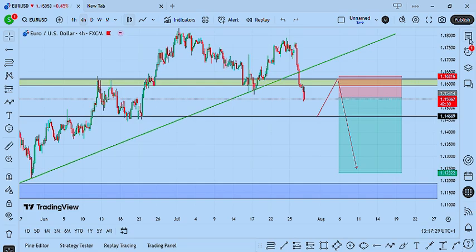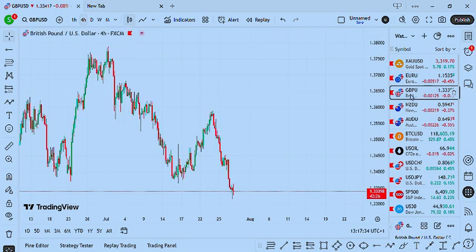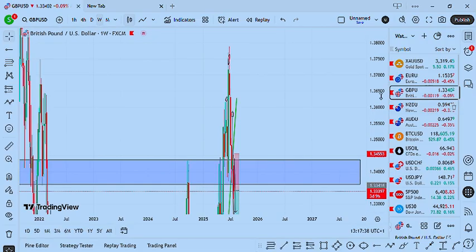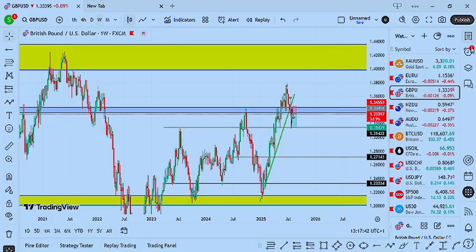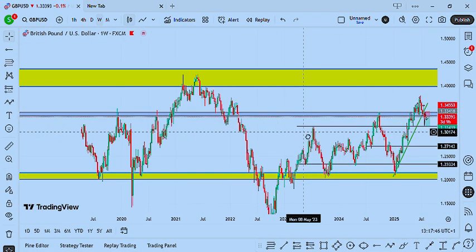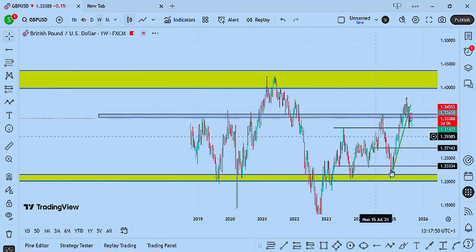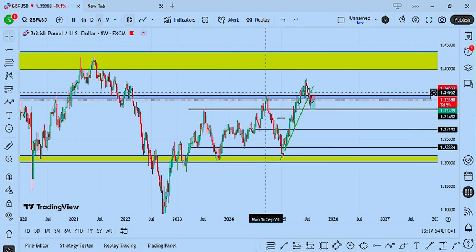Now let's look at the British pounds. Firstly, let's go on the weekly time frame. Alright, so the British pounds is also about to start dropping. We made this massive move over the last 3 months.